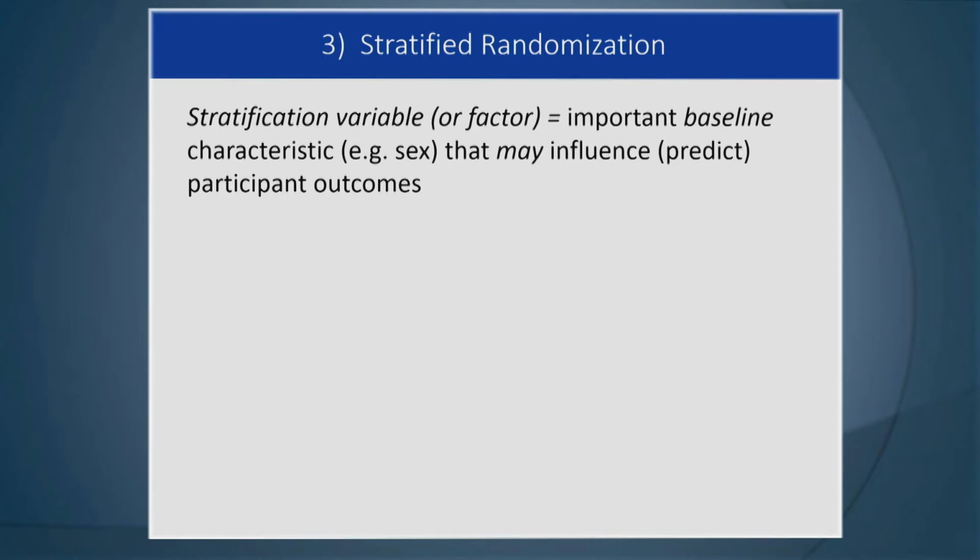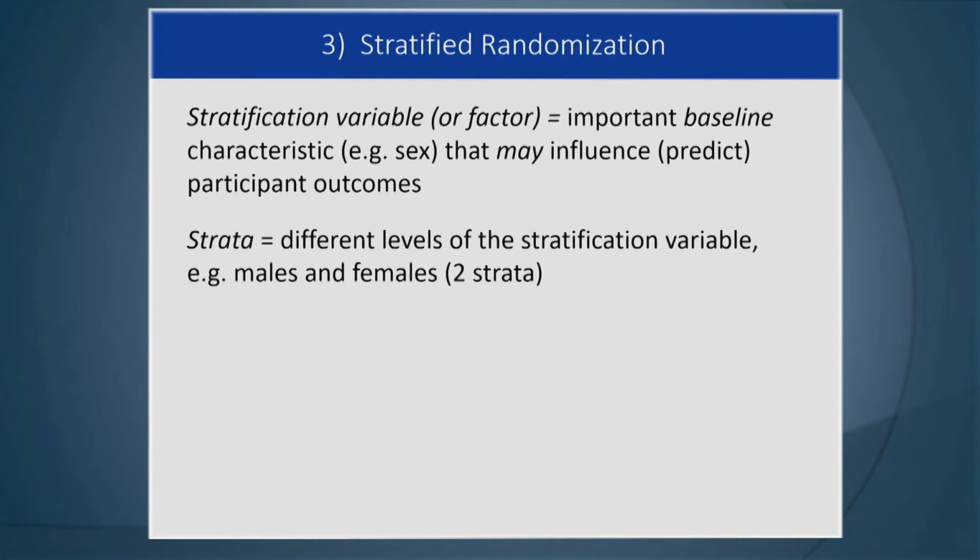a stratification variable or factor is an important baseline characteristic that may influence or predict the participant outcomes. And this is going to get a little bit clearer as we go. So strata, I'm giving you a little bit of terminology under the stratification. So a stratification variable would be like sex. The strata are the levels of the stratification variable. So it would be males and females, 2 strata, 2 levels.